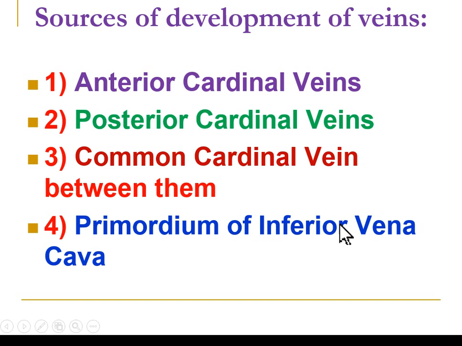There are 3 sources of the development of the veins: anterior cardinal veins and posterior cardinal veins. They connect to each other by common cardinal veins, which lie between them. And the inferior vena cava forms from the primordium of the inferior vena cava.